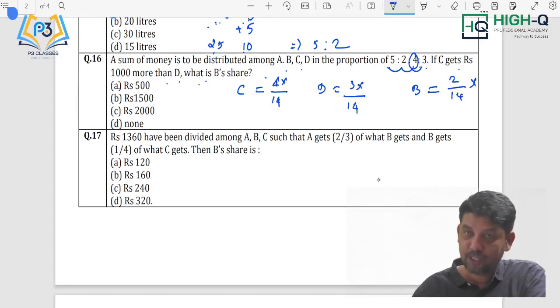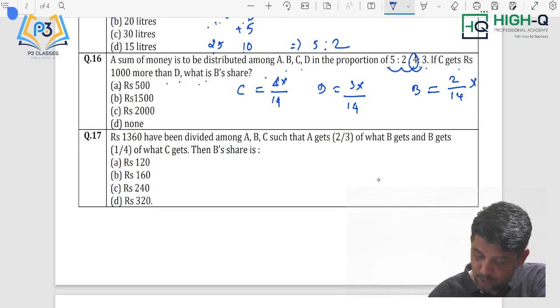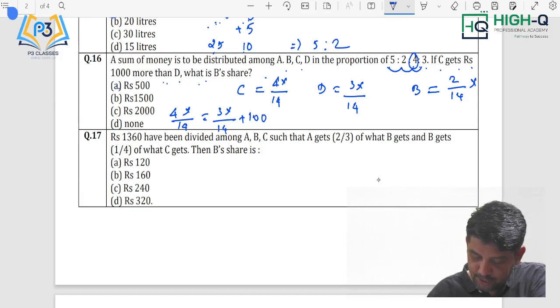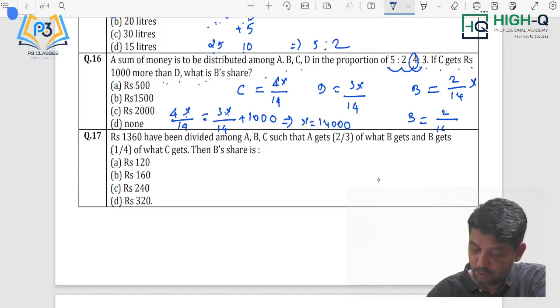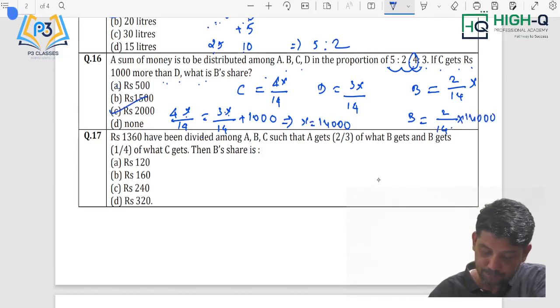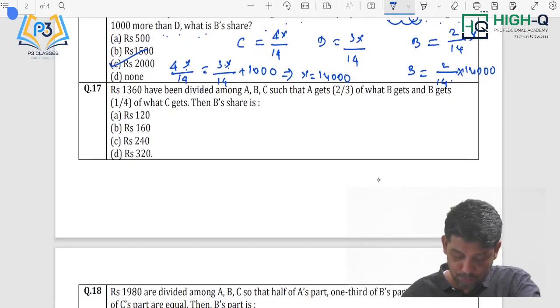Now we have to find out the value of x. The condition is what? C gets 1000 rupees more than D. That means C share is 1000 rupees more than D share. Am I right, my dear? Bring it to the left hand side. This is nothing but 4x minus 3x by 14. Can I say x is equal to 14,000? When x is equal to 14,000, B share is equal to 2000 rupees. That's all, my dear.